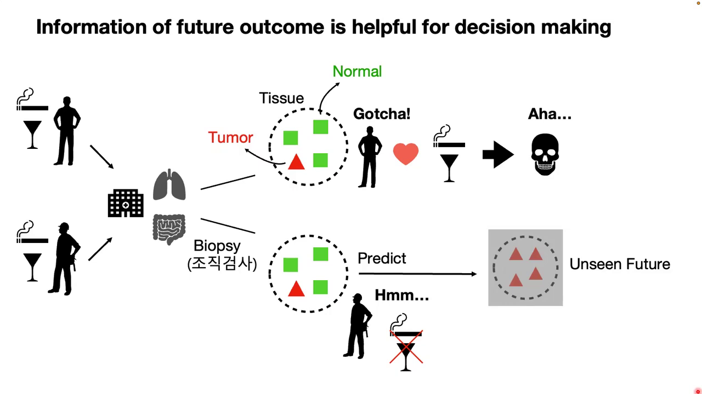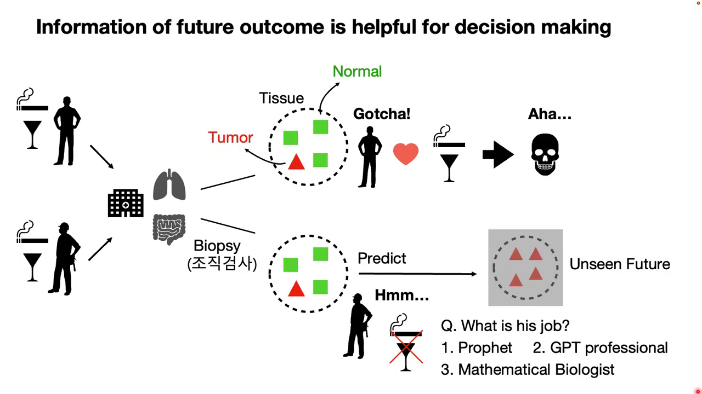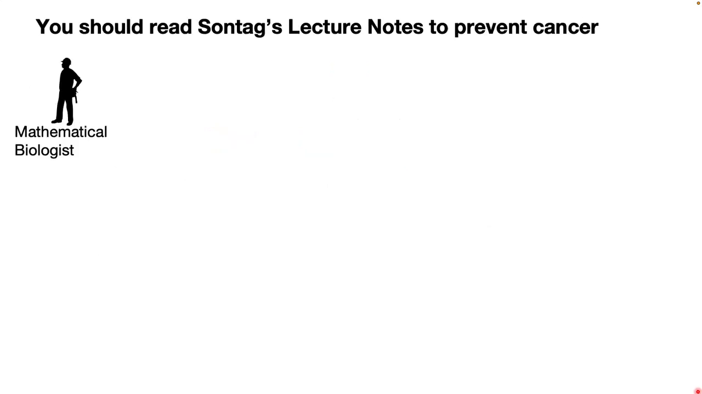So there is a quiz. What is his job? He's a prophet, or he's a GPT professional, or he is a mathematical biologist. What will be the answer? Number two. Okay, so the answer is mathematical biologist.